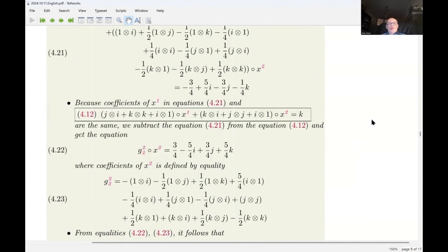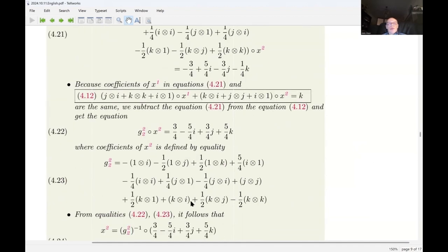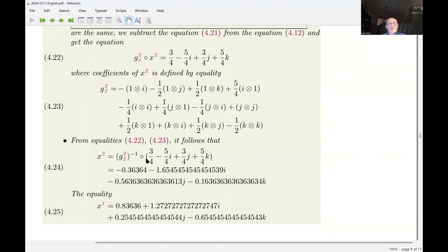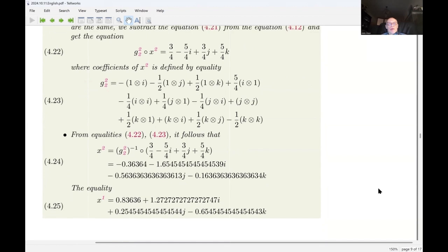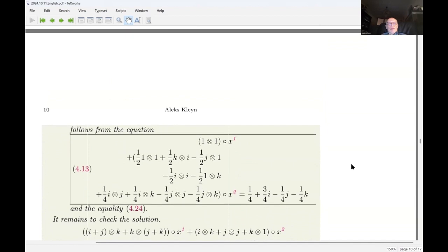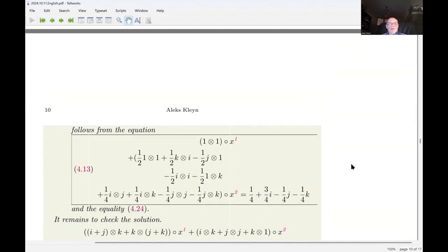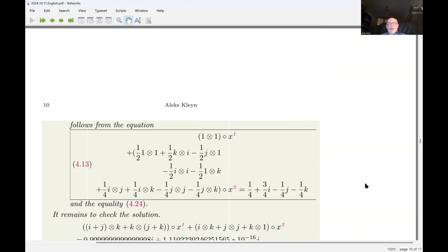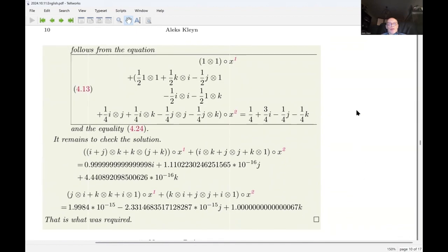where the coefficient of x2 is defined by equality 4.23. From equalities 4.22 and 4.23, it follows that x2 is defined by equality 4.24. And equality 4.25 follows from equation 4.15 and equality 4.24. It remains to check that we found the solution of our system.